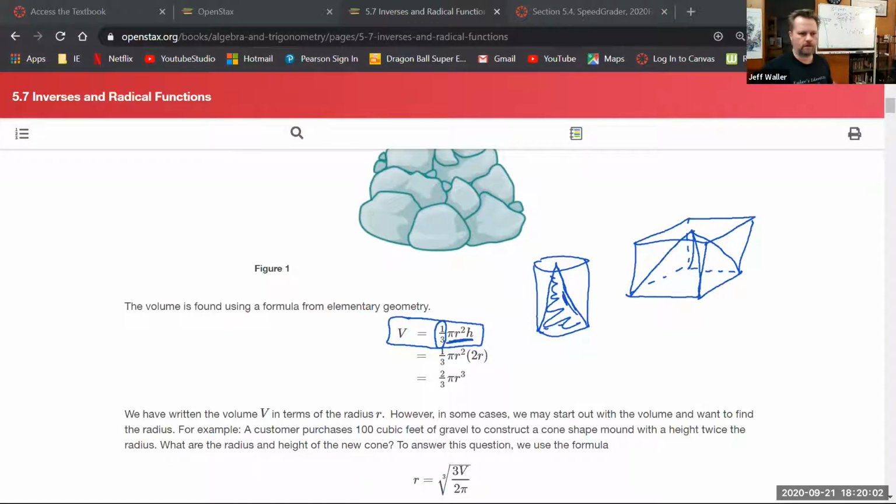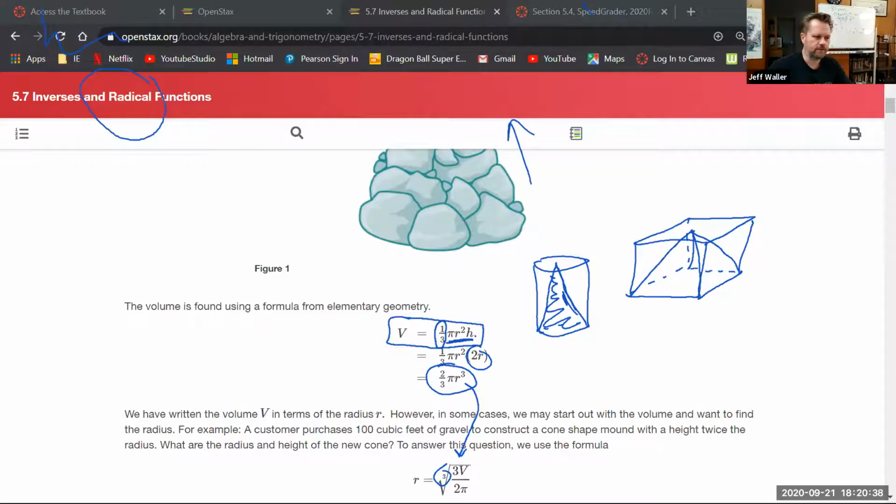All right, let me clear this. So again, the only reason they wanted to do this, and by the way, where did they get this? Because it actually says up here that the height is twice the radius. And then they can solve for the radius. And of course, what happens is you get a radical. So one big part of this section is obviously radical functions.